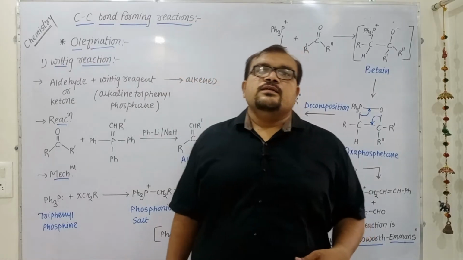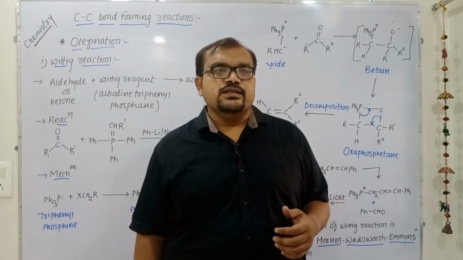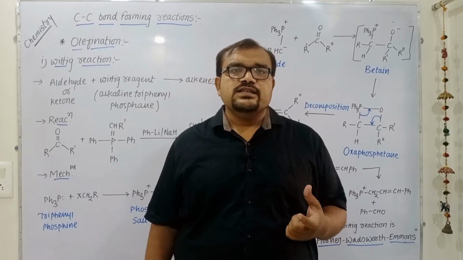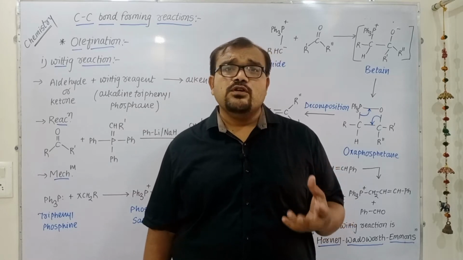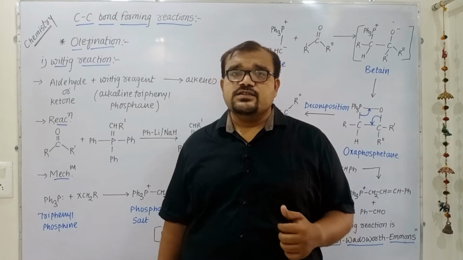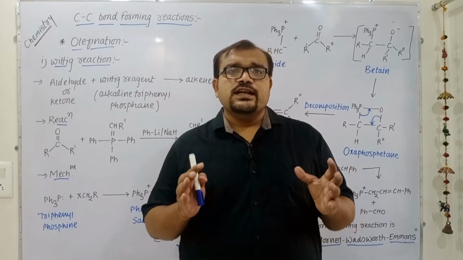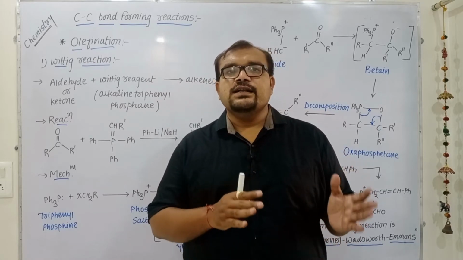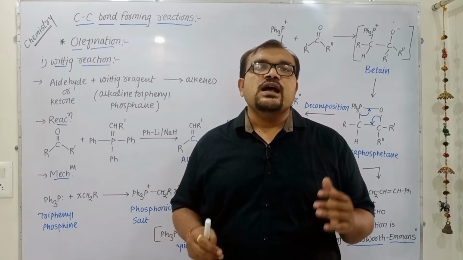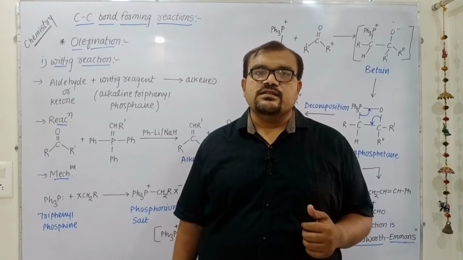So friends, the next important olefination reaction is Wittig reaction. We start olefination with two or more important reactions, out of which the first one is Wittig reaction. How is it carried out? Let's see. In Wittig reaction, when any carbonyl compound, that is aldehyde or ketone, reacts with Wittig reagent to give alkene as a product, then such conversion is known as Wittig reaction.